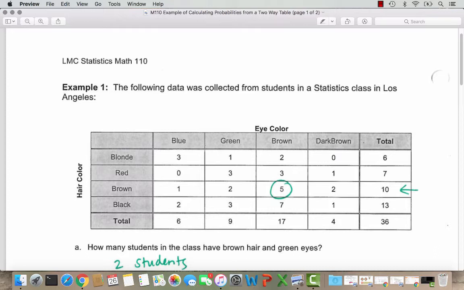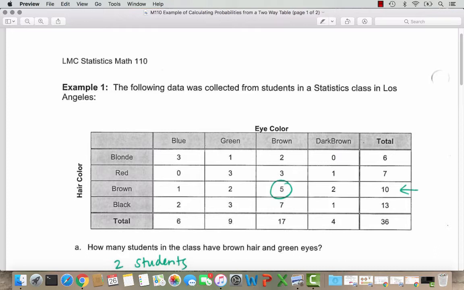On the horizontal part of the table, we have eye color. You can see our choices are blue, green, brown, and dark brown, and those values correspond with the different columns. At the bottom of each column, we have the total of the eye colors for each of those color choices.